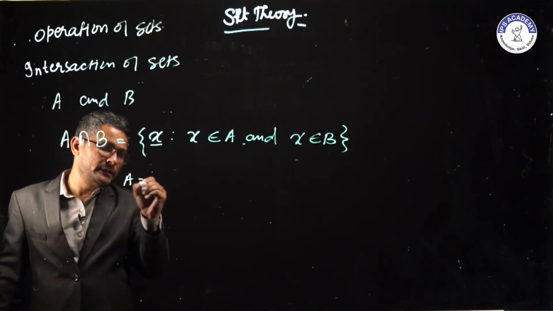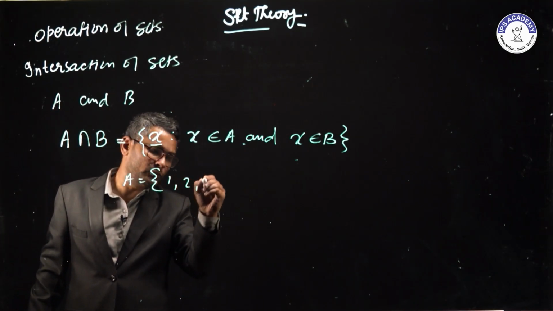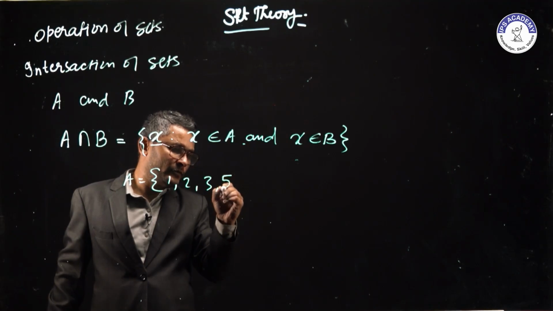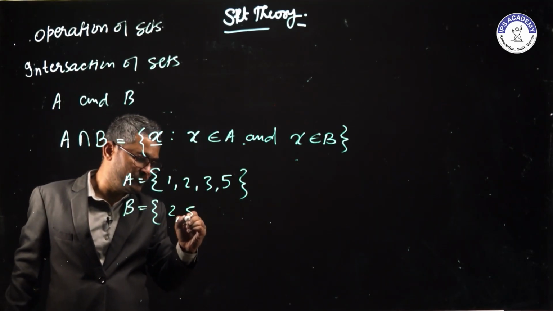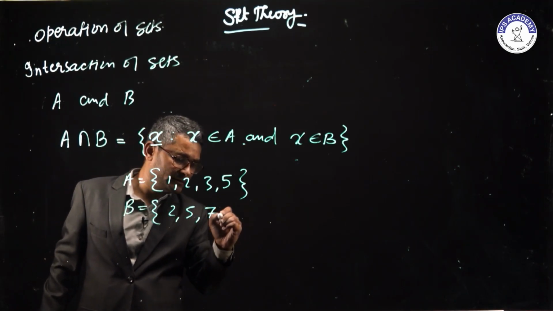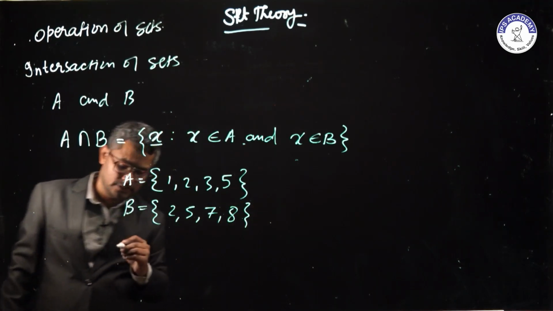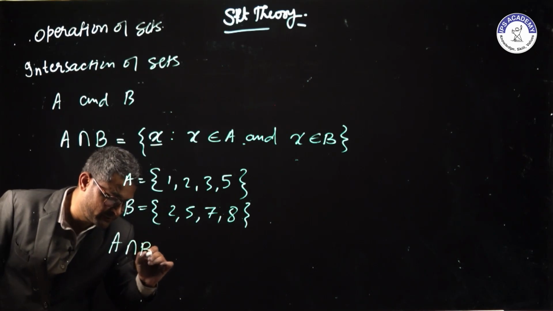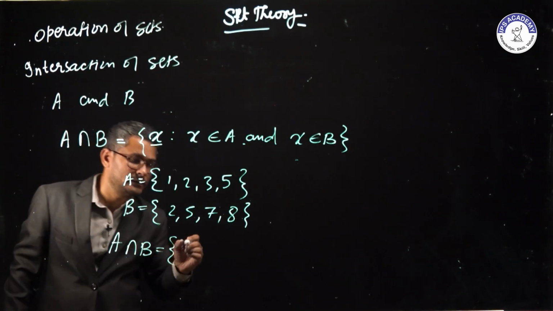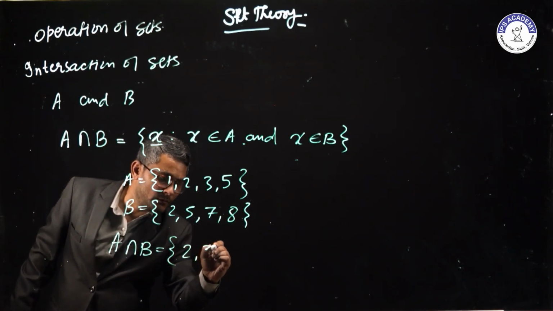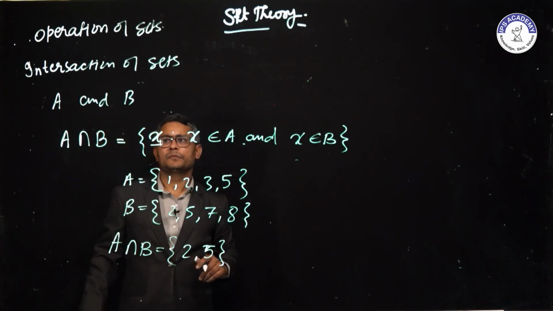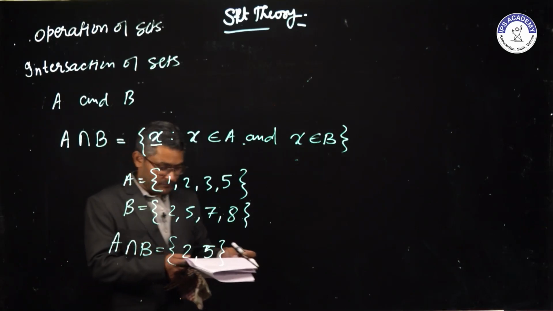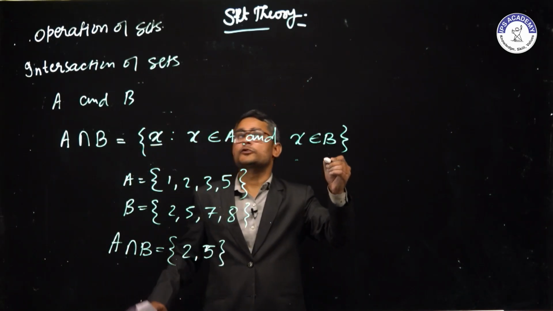For example, if A contains 1, 2, 3, 5 and B contains 2, 5, 7, 8, then A intersection B is only 2 and 5. This is A intersection B. Clear? Then next is disjoint sets.